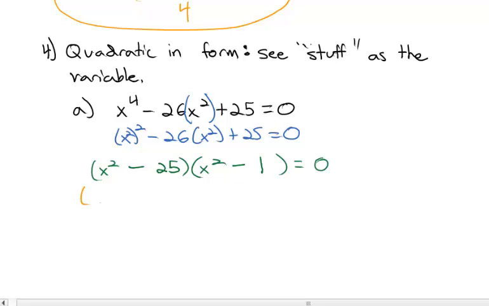But this actually factors further. X squared minus 25 is a difference of squares. X plus 5, x minus 5. And x squared minus 1 is also a difference of squares. X plus 1, x minus 1.